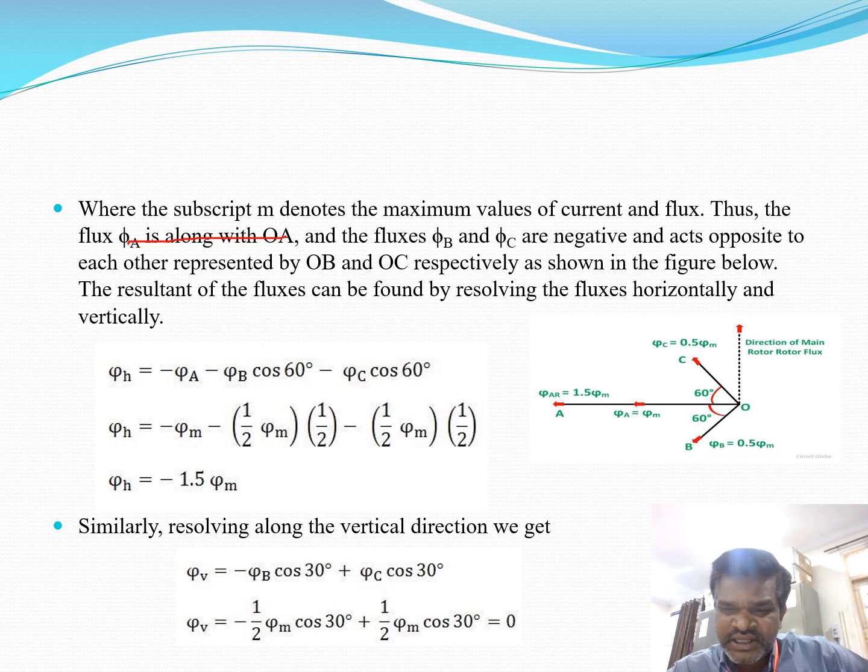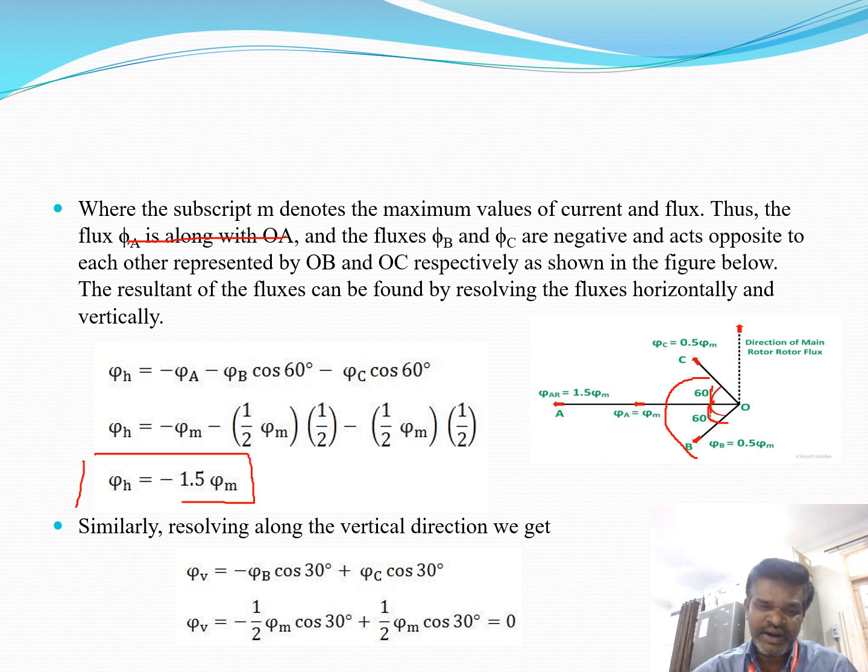Whenever I construct this, phi A and phi B, the angle between phi A and phi B is 60, and between phi C and phi A is 60, and the angle between phi B and phi C is 120 degrees. So the resultant flux is phi A minus phi B cos 60 minus phi C cos 60. Cos 60 is 1/2. So the resultant flux I am getting is 1.5 times the maximum flux.